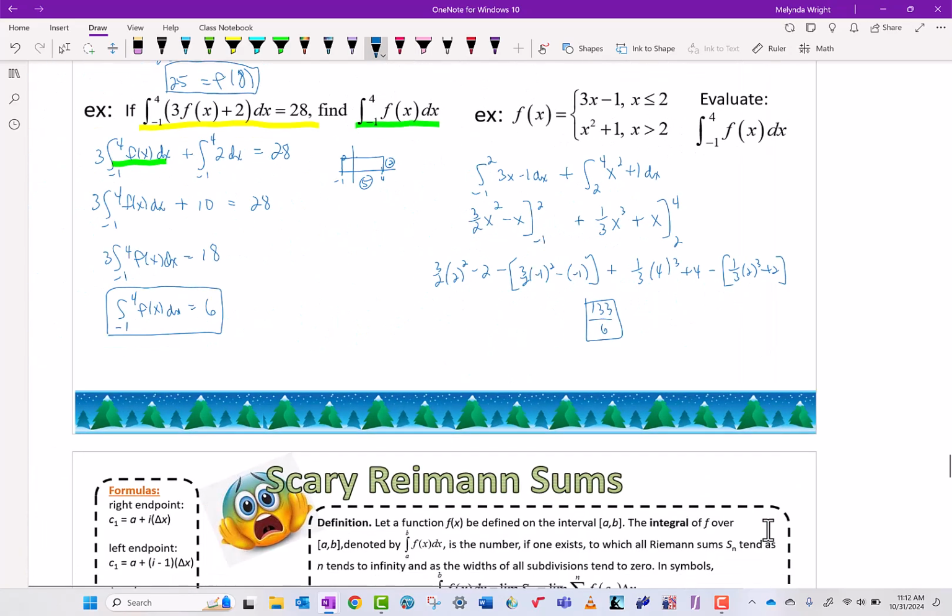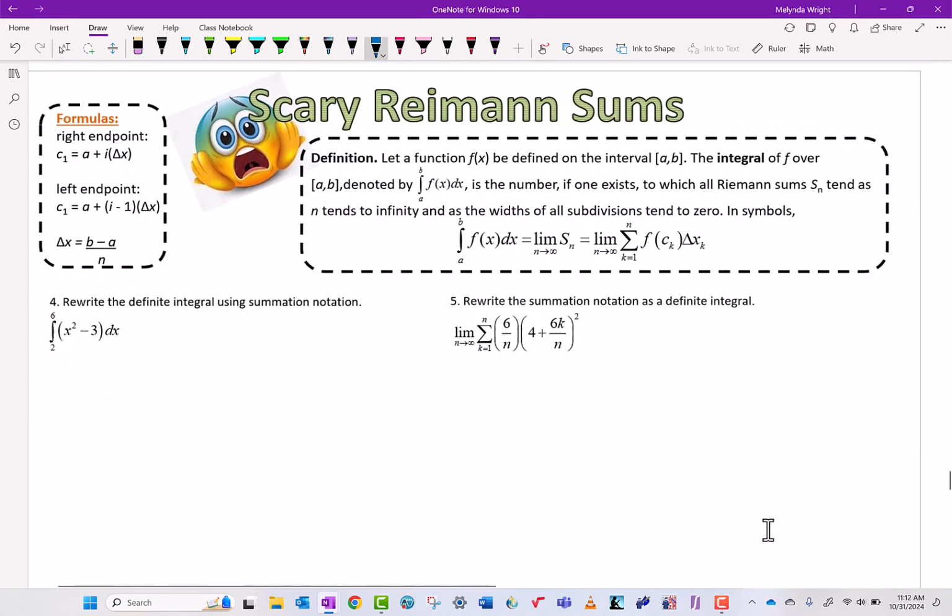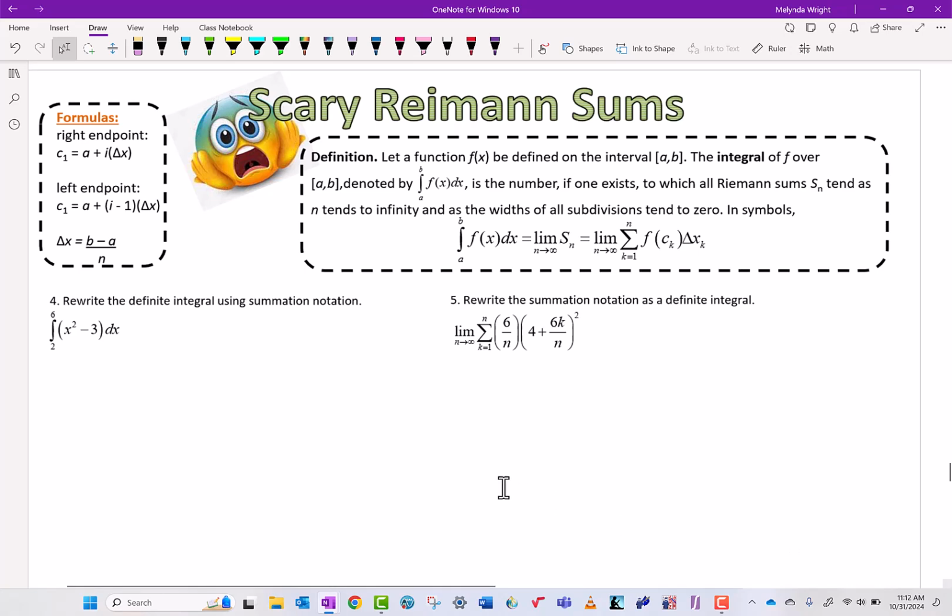All right, so now we get to come to our very interesting concept. Yes, I made it up. They're really not called scary Riemann sums. I just made that up because we have regular Riemann sums, which you all know, it's like adding up rectangles, pretty easy. These are also a form of Riemann sums, and let me explain the difference so we don't get them confused.